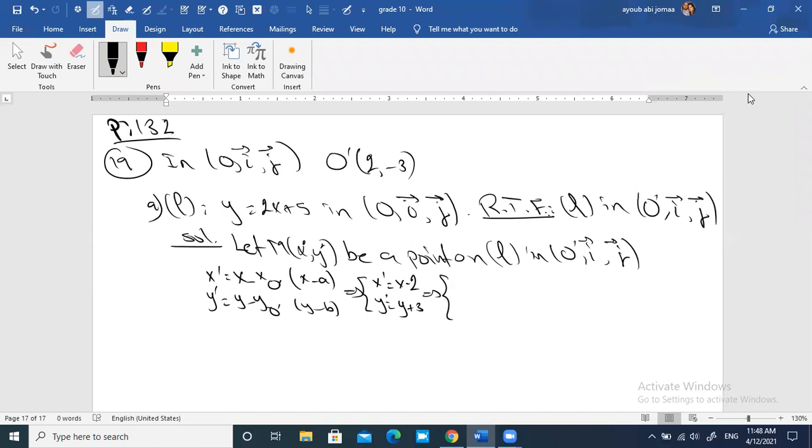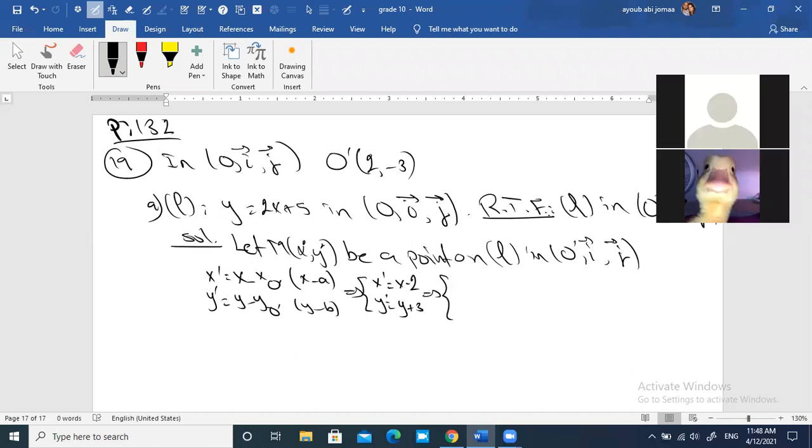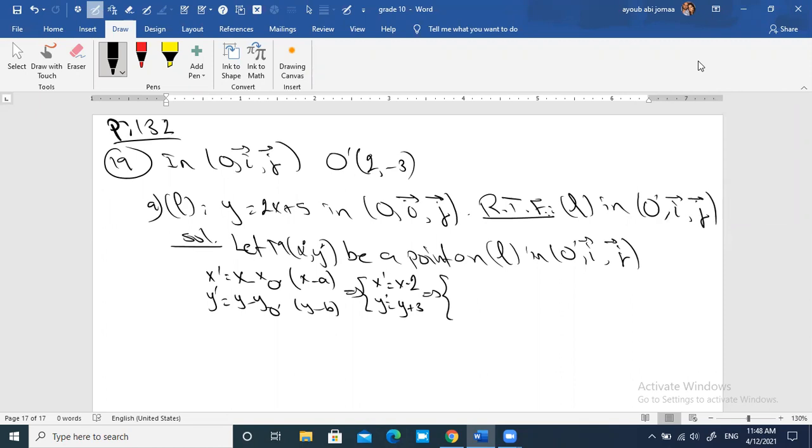You have a relation between x and y, so solve for x and solve for y. Here, x is equal to x prime plus 2, moving 2 to the left side, and y moves 3 to the left side, so you get y prime minus 3.